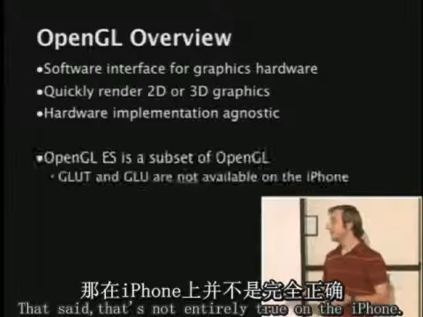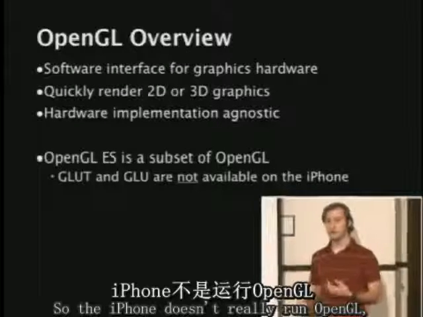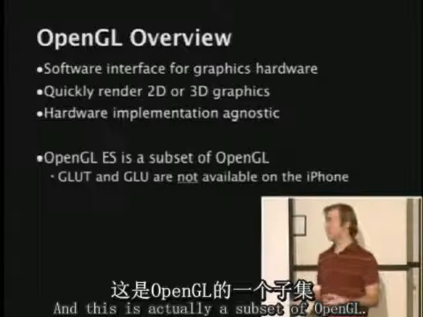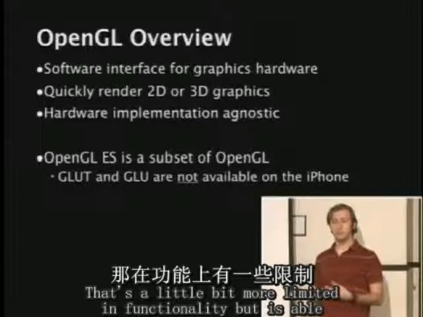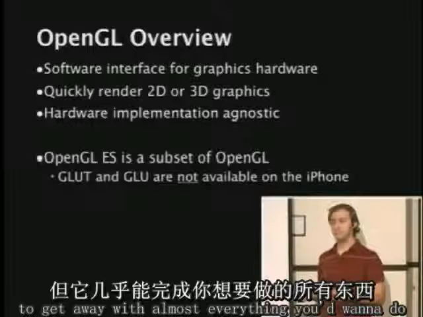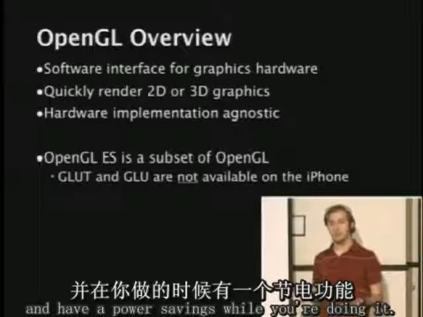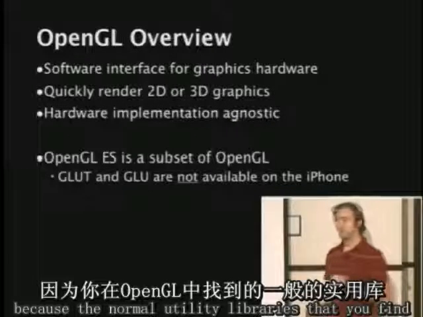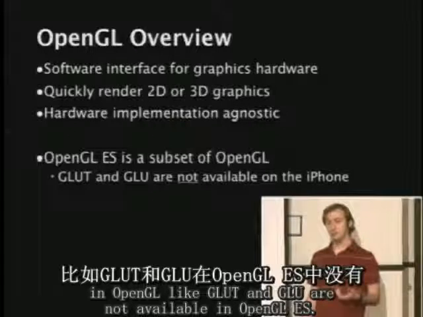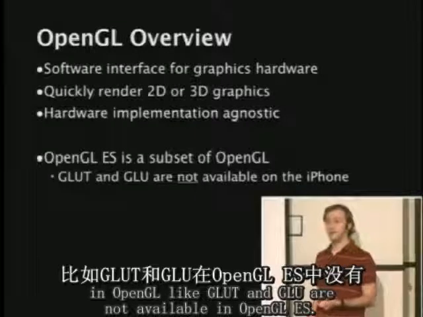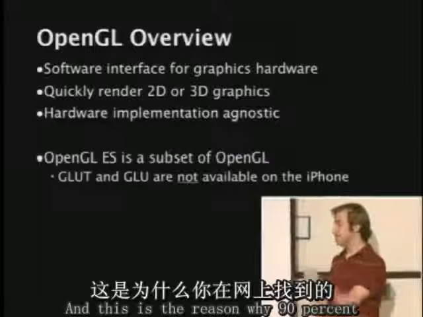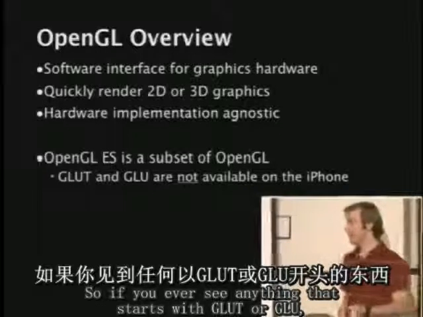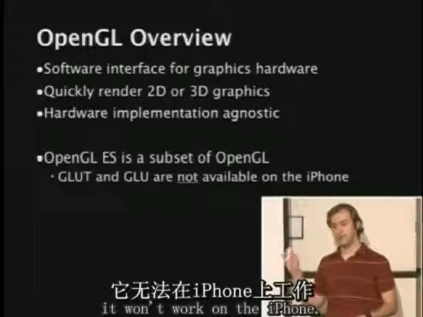That said, that's not entirely true on the iPhone. So the iPhone doesn't really run OpenGL. It runs a version called OpenGL ES. The ES stands for Embedded System. And this is actually a subset of OpenGL that's a little bit more limited in functionality, but is able to get away with almost everything you'd want to do and have a power savings while you're doing it. Now, this is actually very important because the normal utility libraries that you find in OpenGL, like GLUT and GLU, are not available in OpenGL ES. And this is the reason why 90% of the tutorials you find online aren't going to be helpful to you. So if you ever see anything that starts with GLUT or GLU, it won't work on the iPhone.